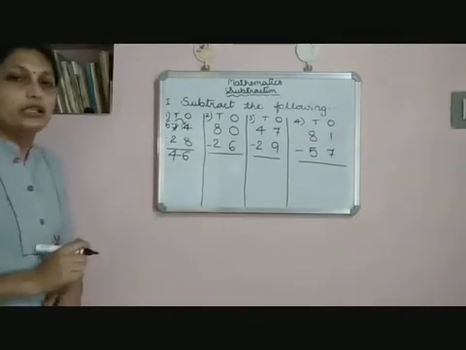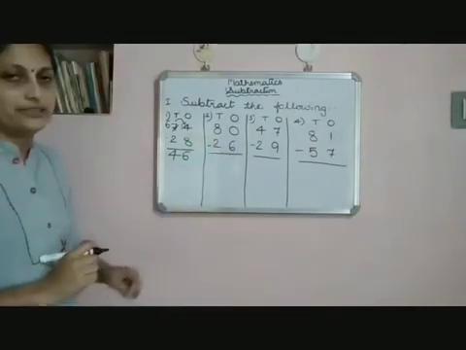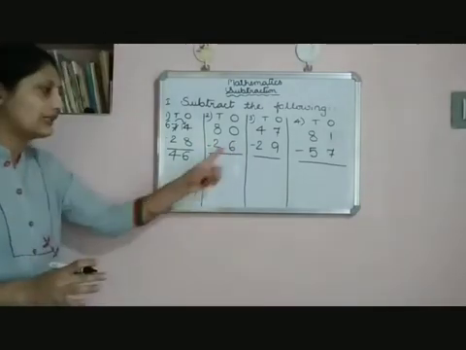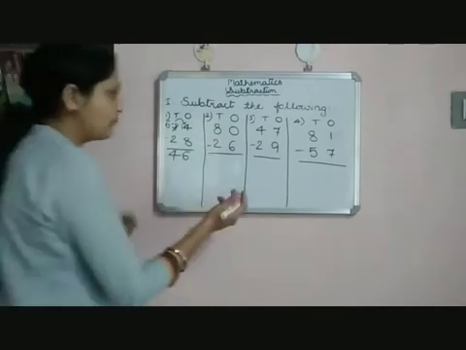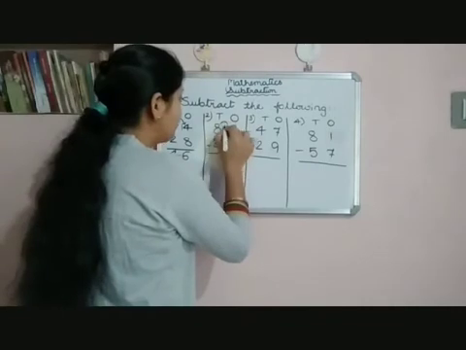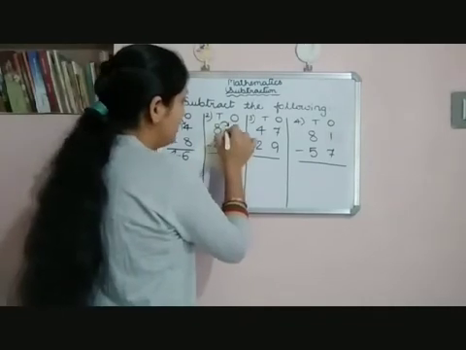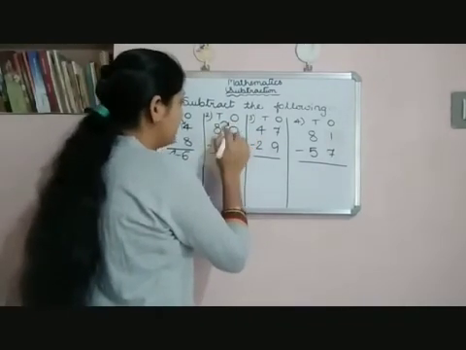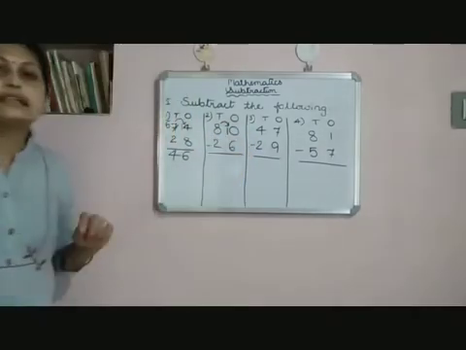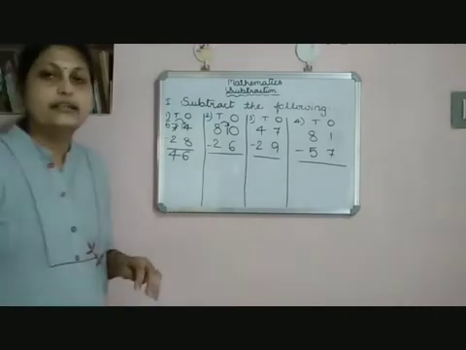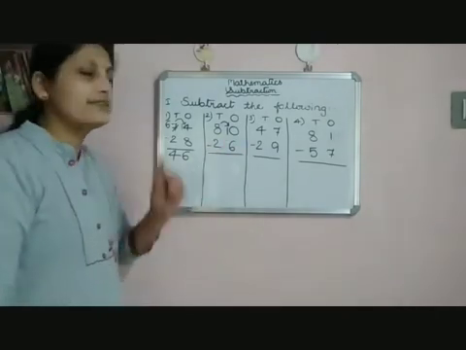So in the ones column, you have 0 minus 6. The 0 is smaller than 6. So you cannot subtract 0 minus 6. So take borrow from the tens column. So from here, you are taking 1 and write that 1 here. It is 10. Okay. It is 10. So 10 minus 6.